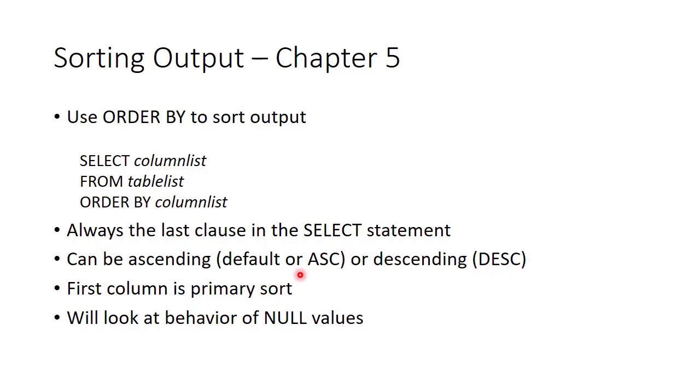If we want to order in descending order, we have to specify the keyword DESC. If we are ordering alphabetically or smallest to largest, we can either accept the default or specify the keyword ASC. When we specify multiple columns in the order by clause, the first column is always the primary sort. So you would sort everything by the first column, and then the second column sorted after the first column, and so forth. And in our examples, we'll look at the behavior of null values.